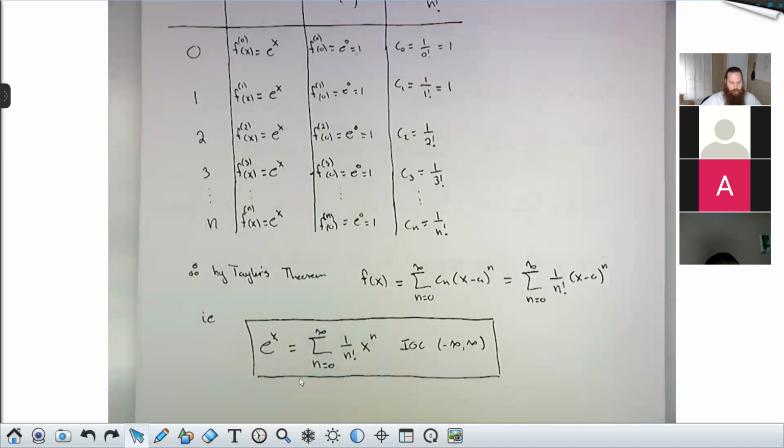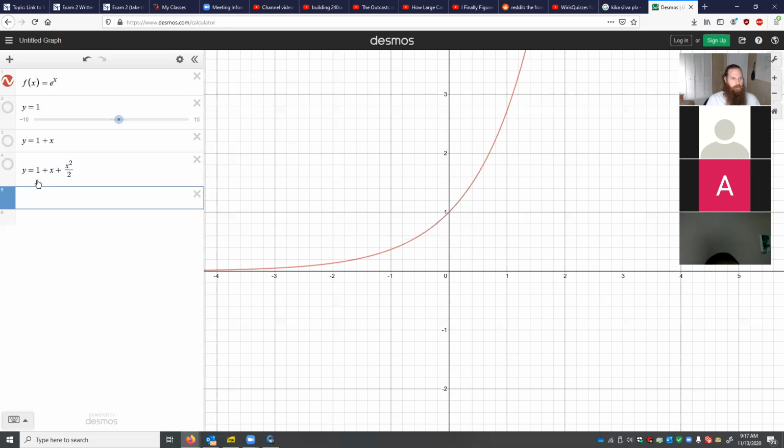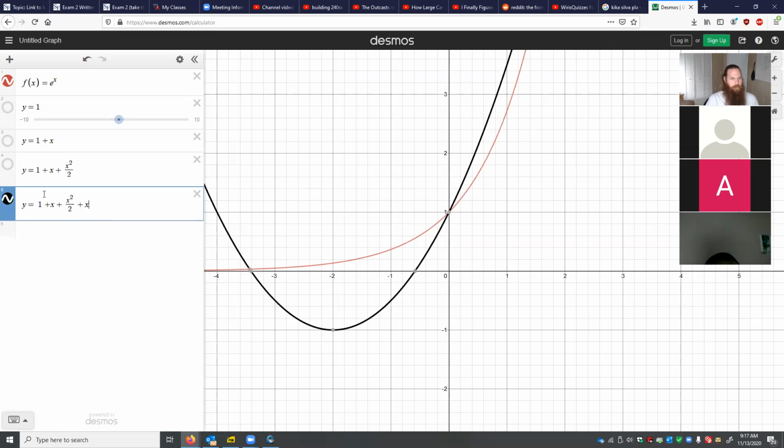I'll give just 5 seconds for people who are writing. The first partial sum is just 1. The second partial sum is 1 plus x. The next partial sum is 1 plus x squared over 2. The next partial sum after that, I'm writing y equals so we get the graph, 1 plus x plus x squared over 2 plus x cubed over 3 factorial.